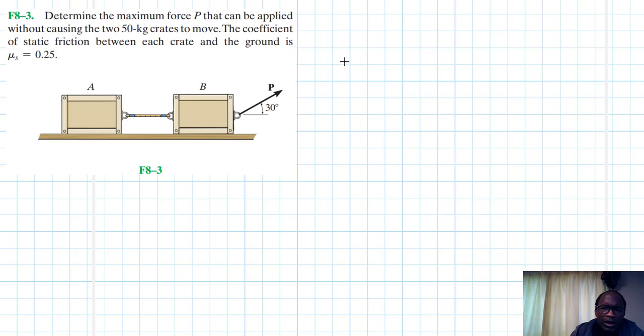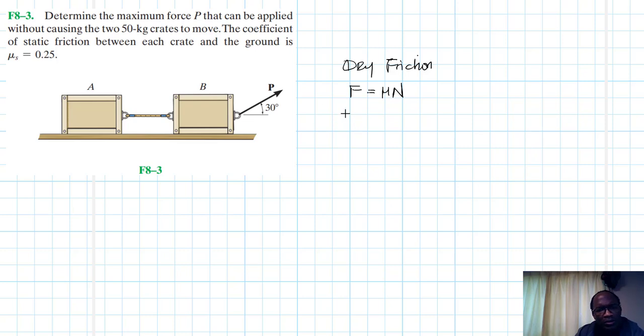So we are dealing with dry friction. This is a force that resists the movement of two contacting surfaces that slide relative to each other. The maximum friction itself is defined by this equation, F equal to mu times N, where mu is the coefficient of friction and N is the normal force.